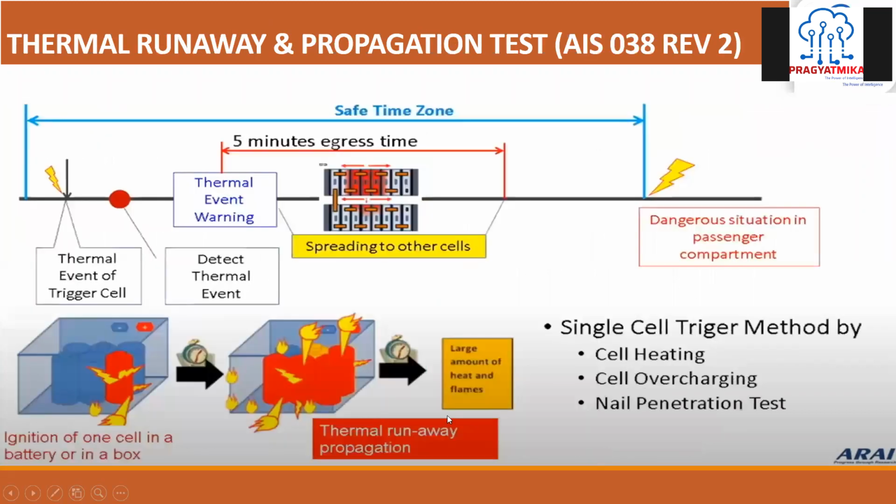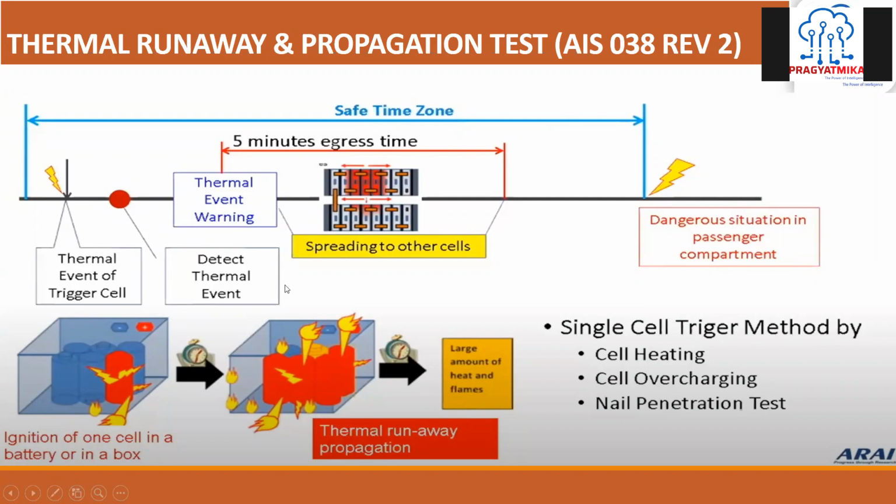So this thermal propagation test is more related to the safety of your pack. The ignition of one cell is done within the battery pack, and then how this ignition leads to the propagation of heat to the other cells present in the battery pack, based on which the final battery pack will come under the heat. So that's the test that has been performed. Ignition of one cell is done either by heating, overcharging, or just penetration, and then that cell emits a large amount of heat and flame, and that heat is propagated to the other cells.